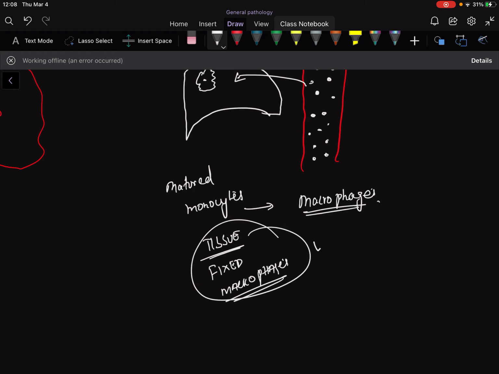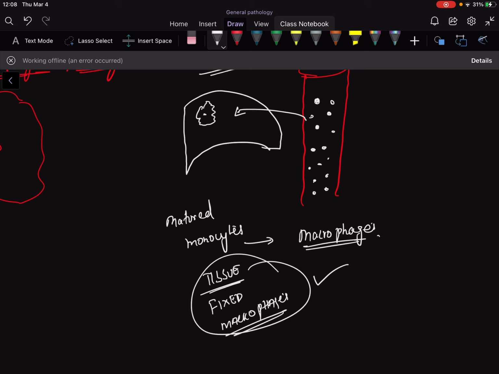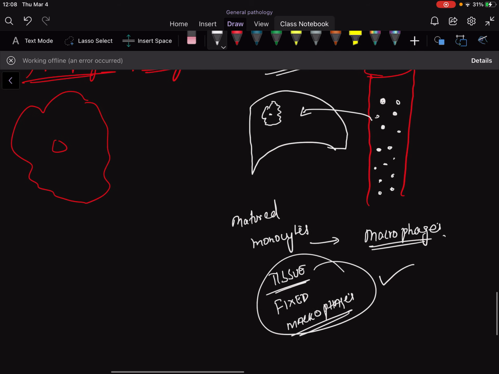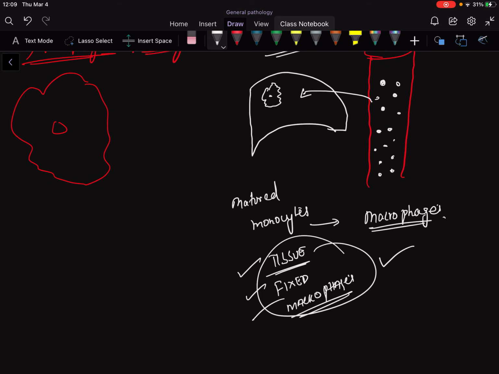Right? So that was about the difference between monocytes and macrophages. Monocytes are freely circulating in the blood vessels, but once they reach a tissue like liver or lungs or spleen, they get fixed there and they stay there forever. So they are also called tissue fixed macrophages.